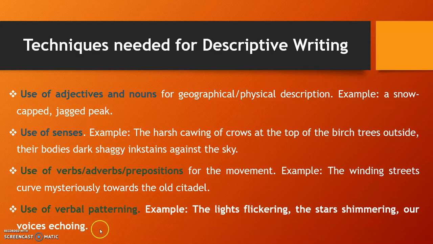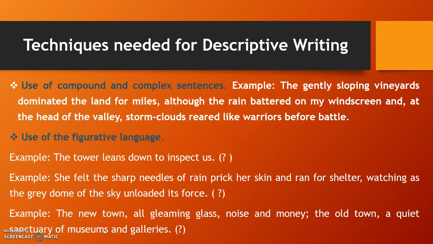The next point is use of compound and complex sentences. For example, the gently sloping vineyards dominated the land for miles, although the rain battered on my windscreen, and at the head of the valley, storm clouds reared like warriors before battle. This is one big sentence having different details to create an imagery of a battle, where the raindrops are attacking the windscreen and the clouds are standing like soldiers.